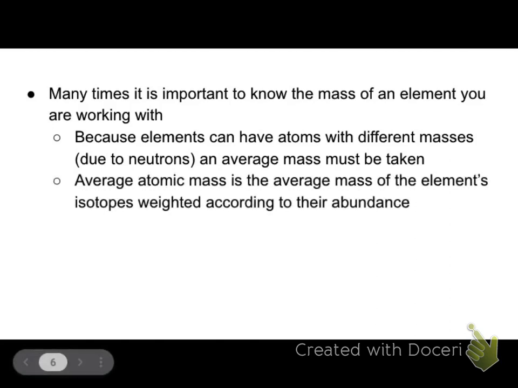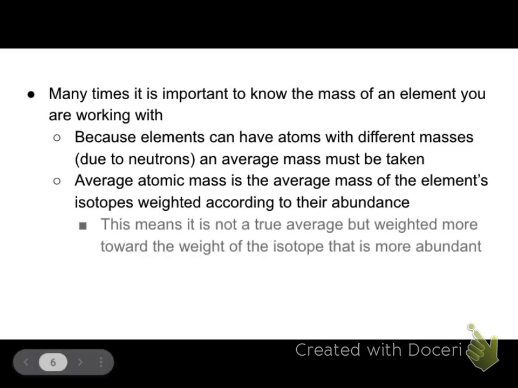Okay. Average atomic mass is the average mass of the element's isotopes, but it's not just a straight up average where you add all the numbers together and divide by the number that you added together. So you can't just calculate it like you would a normal average, because we want to take into account that some isotopes of different elements are more common than other isotopes of elements. Okay? This means that the average number is going to skew towards whatever the most abundant isotope is.